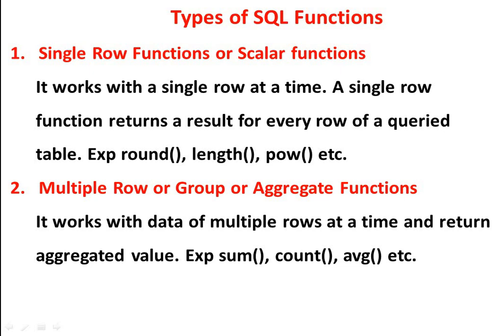Second function is multiple row function, also called group function and also called aggregate function. It works with data of multiple rows at a time and returns an aggregated value. Example: sum, count, average. Now see, one example: if I want to find the sum of a particular attribute, one row will not work. I need more than one row. So that's why sum function comes under multiple row.